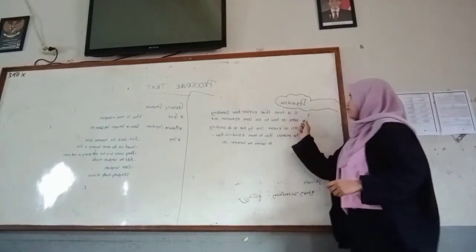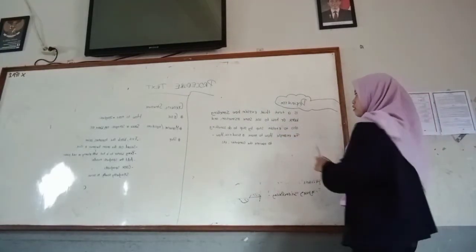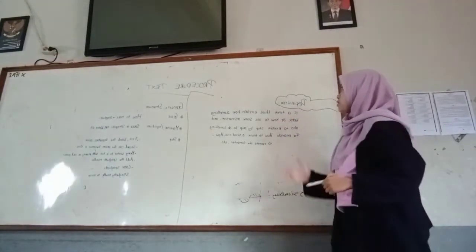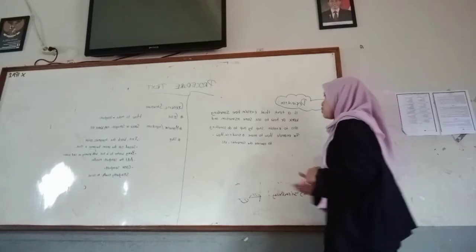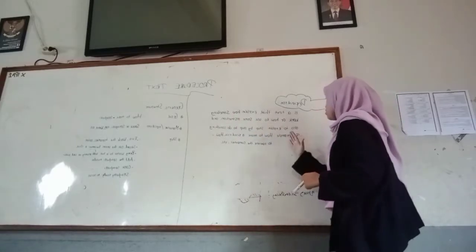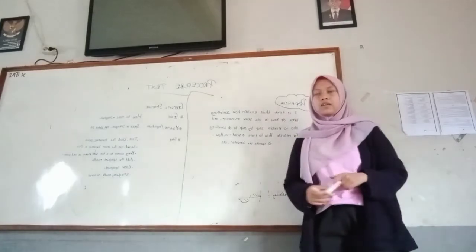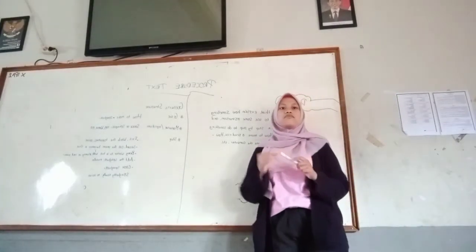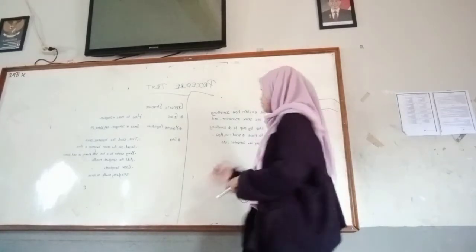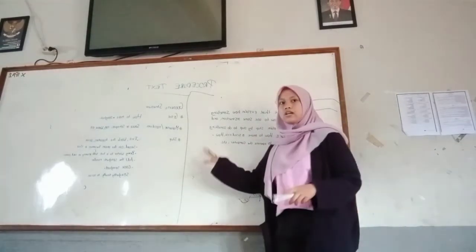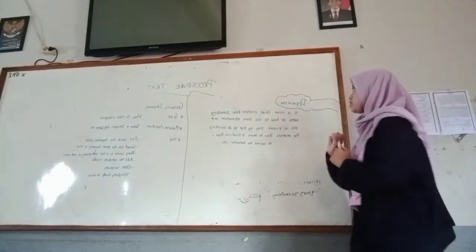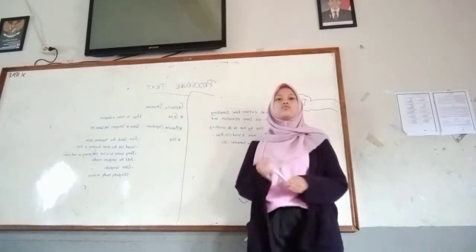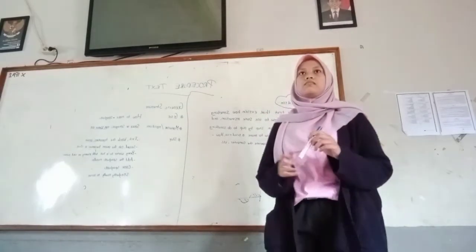In here I will write that the definition of procedure text is a text that explains how something works or how to use some instruction, and also explains step by step how to do something. For example, how to make fried rice and how to operate a computer. So the procedure text is a text to explain how to do something and how to operate some tools.